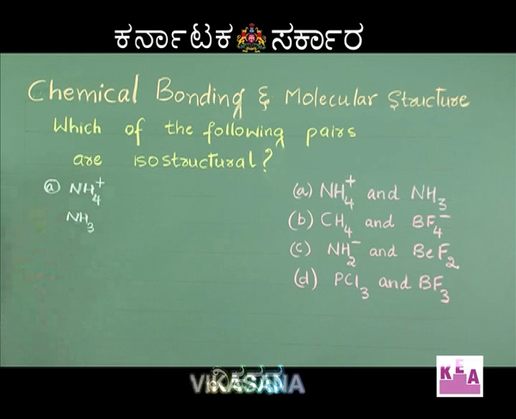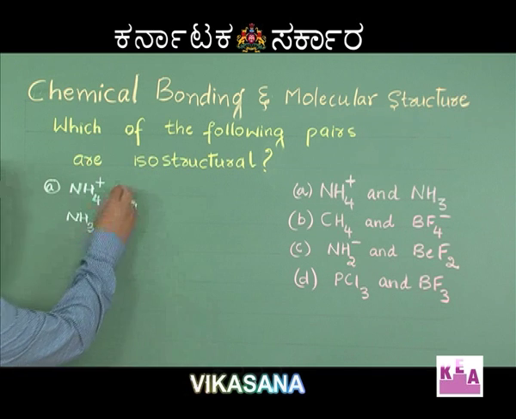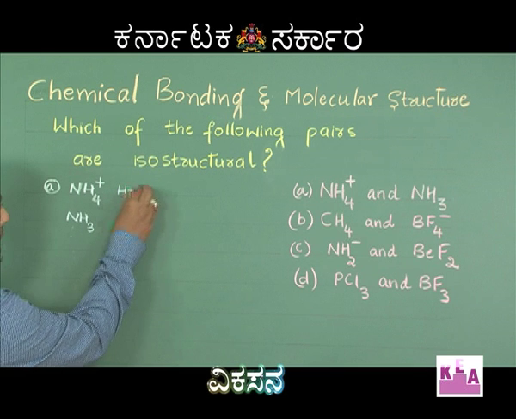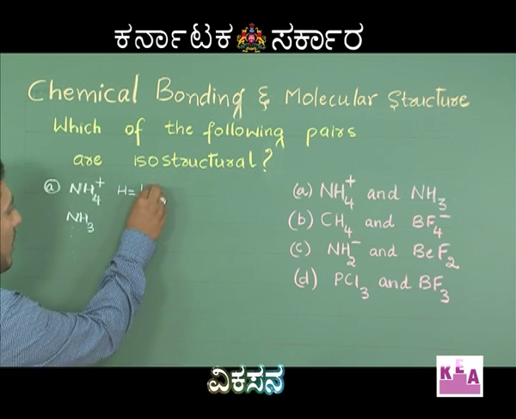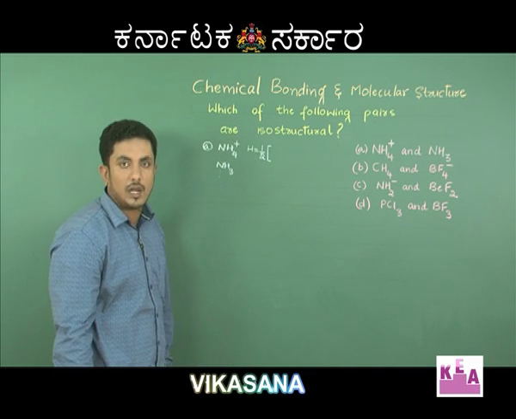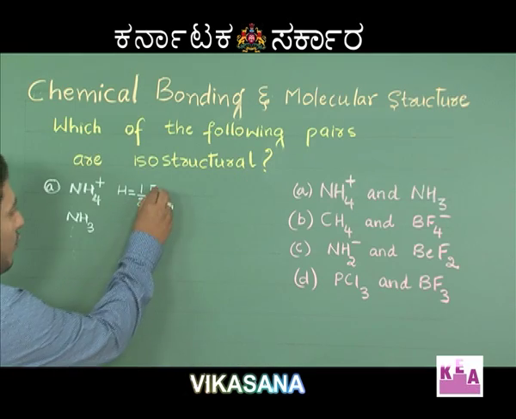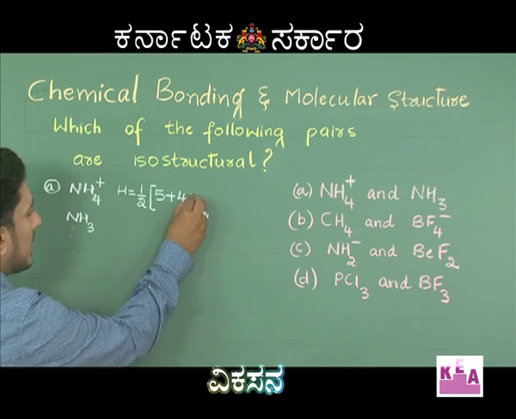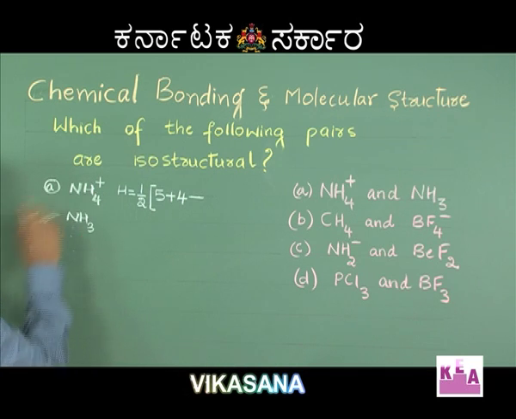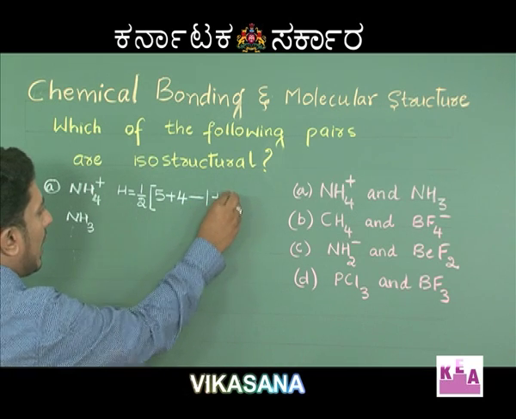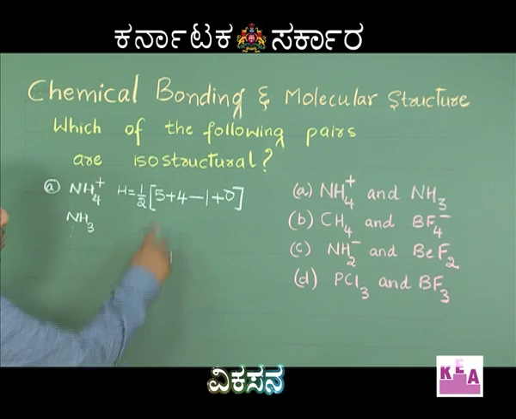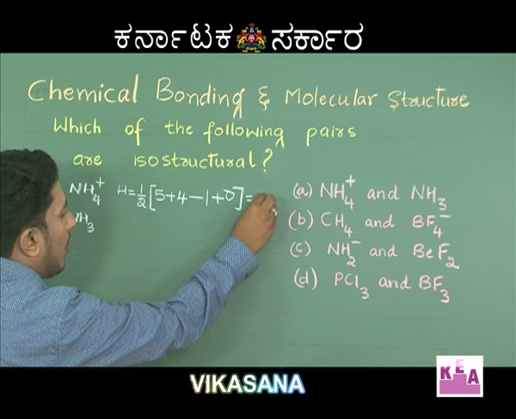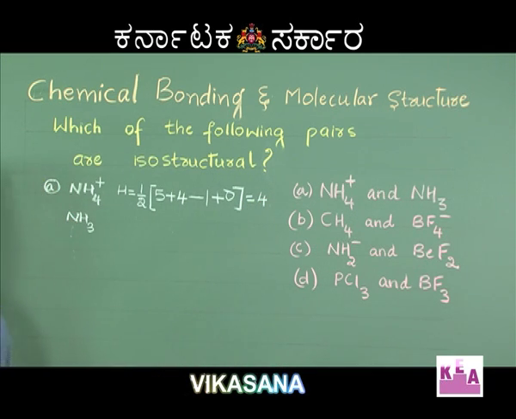To determine the shape of the molecule, first you need to find the hybridization, and you know how to find it. We generally use the formula: hybridization H is equal to half of the valence electrons present with the central atom, here nitrogen, 5, plus the number of monovalent atoms, 4, minus the charge present on the cation. It carries the charge of plus 1, and for an anion it is minus 1. So 5 plus 4 minus 1, 8 by 2, that will be equal to 4. 4 indicates the hybridization is sp3.